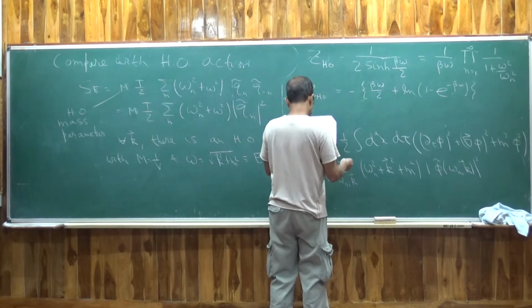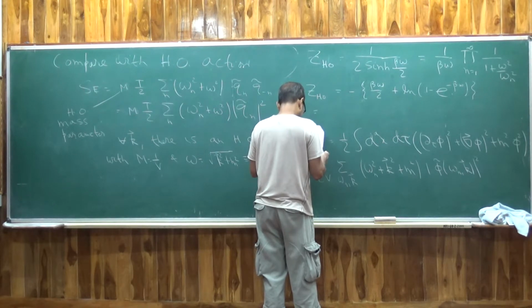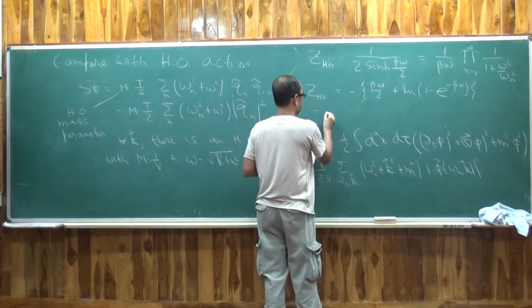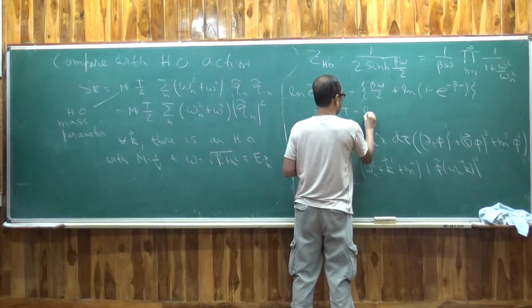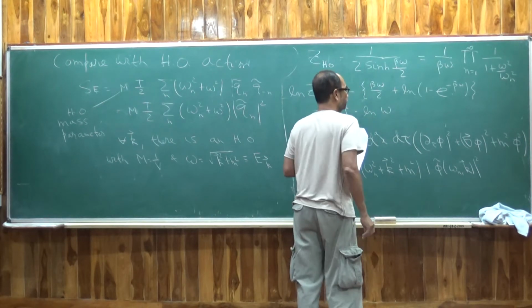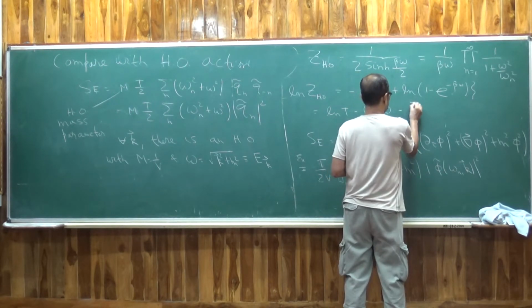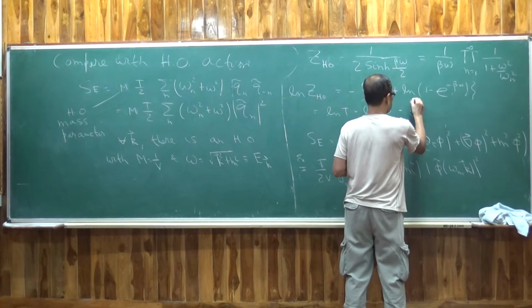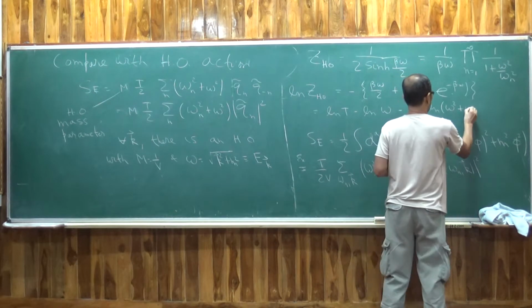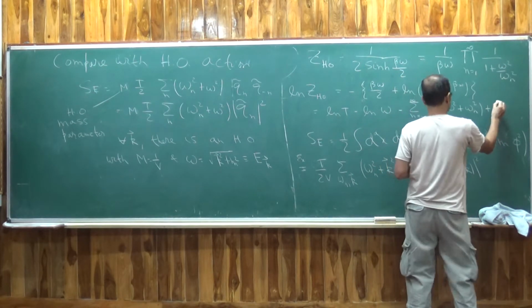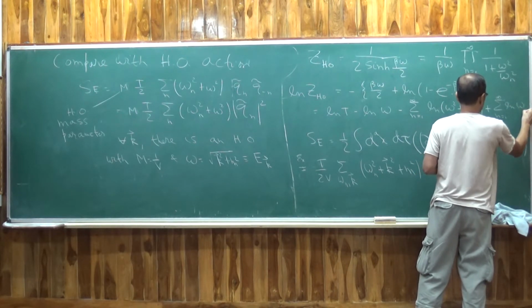The other representation, if we use that one, is 1 over β, so log of T minus log of ω minus sum n equal to 1 to infinity log of (ω² + ω_n²) plus sum n equal to 1 to infinity log of ω_n².